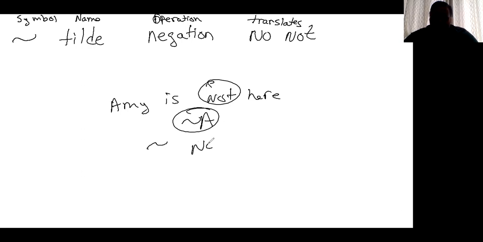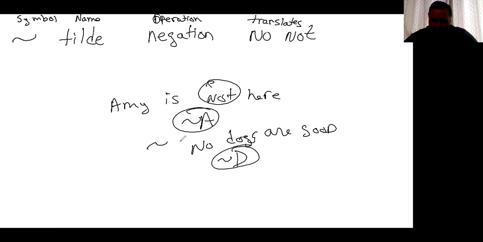And if you say something like "no dogs are good," then you would take D for "dogs are good" and a tilde to say "no dogs are good," something like that. And I'm not suggesting no dogs are good. I'm just using that as an example. Now, what we can do is, let me just erase this all out real quick.